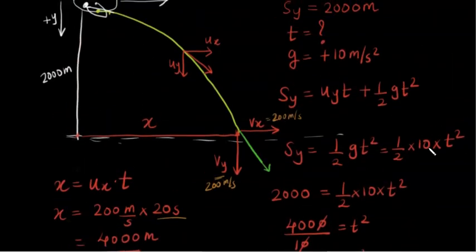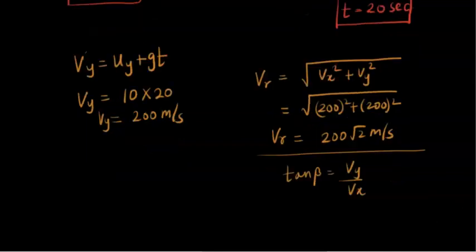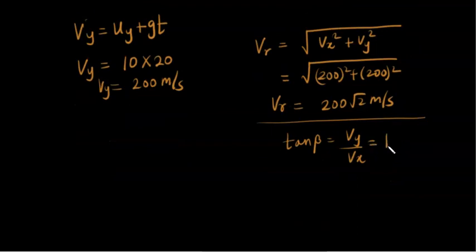Now what about direction? If I call this angle beta, then the direction will be given by tan beta. Tan beta will be the opposite side, which is Vy, divided by the adjacent side, which is Vx. So tan beta is Vy upon Vx. But Vy and Vx are both the same, 200 meter per second, so the ratio becomes 1. Then beta must be 45 degrees, because tan 45 is 1. So this is the angle.